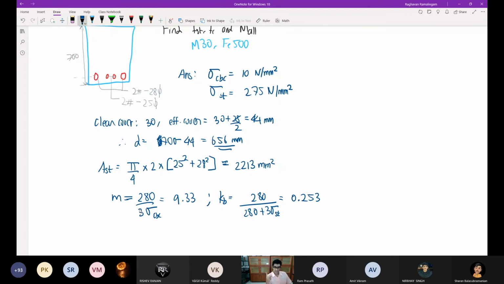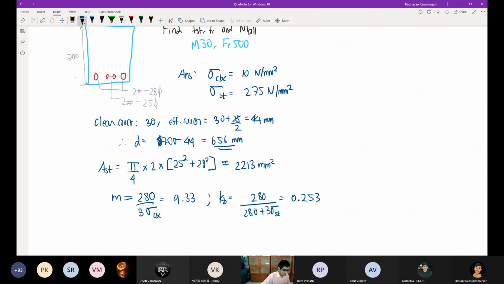So if you remember previously for Fe 415 we got 0.29. When you move to Fe 500, it has become 0.253. So once again, just like modular ratio will decrease if concrete grade increases, when steel grade increases, the position of the neutral axis will go up, meaning that it starts to go a little bit more up.